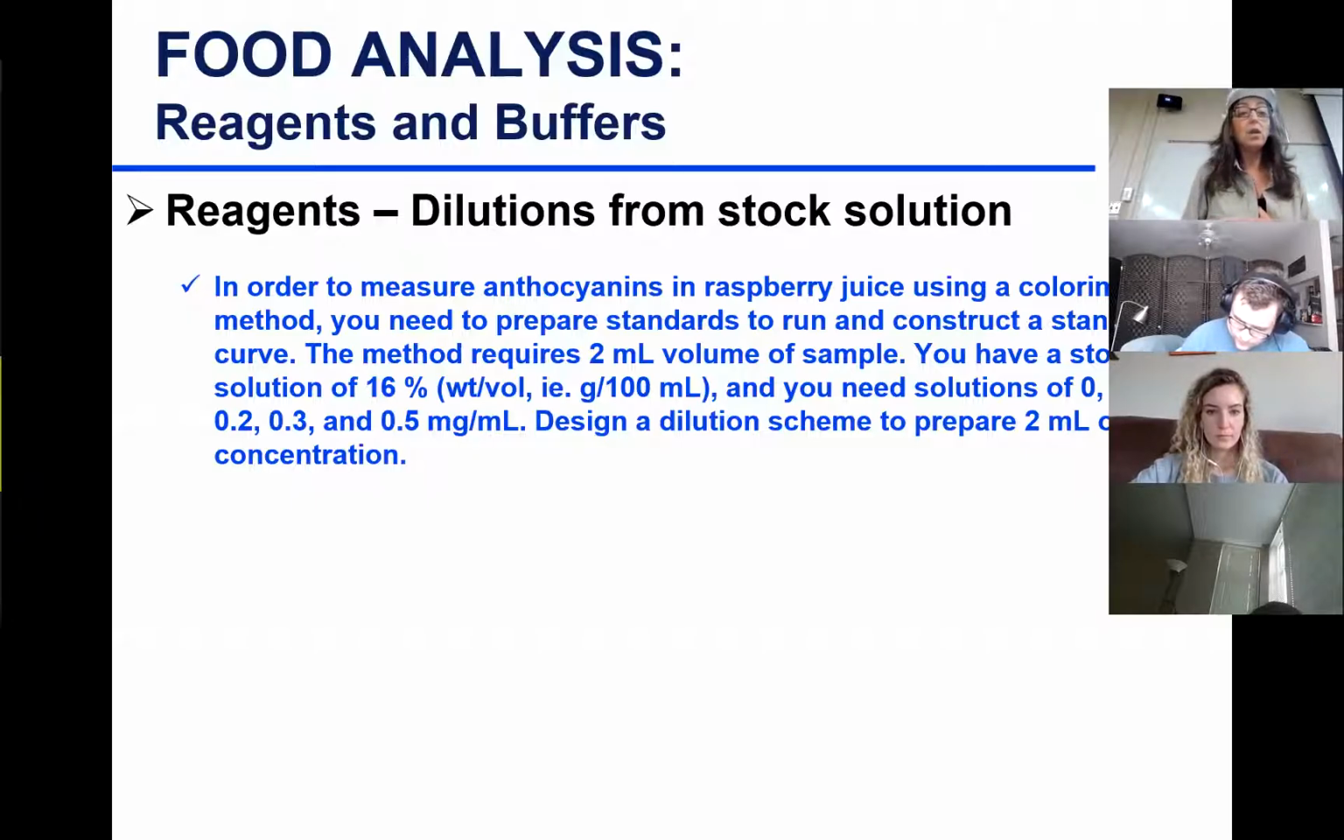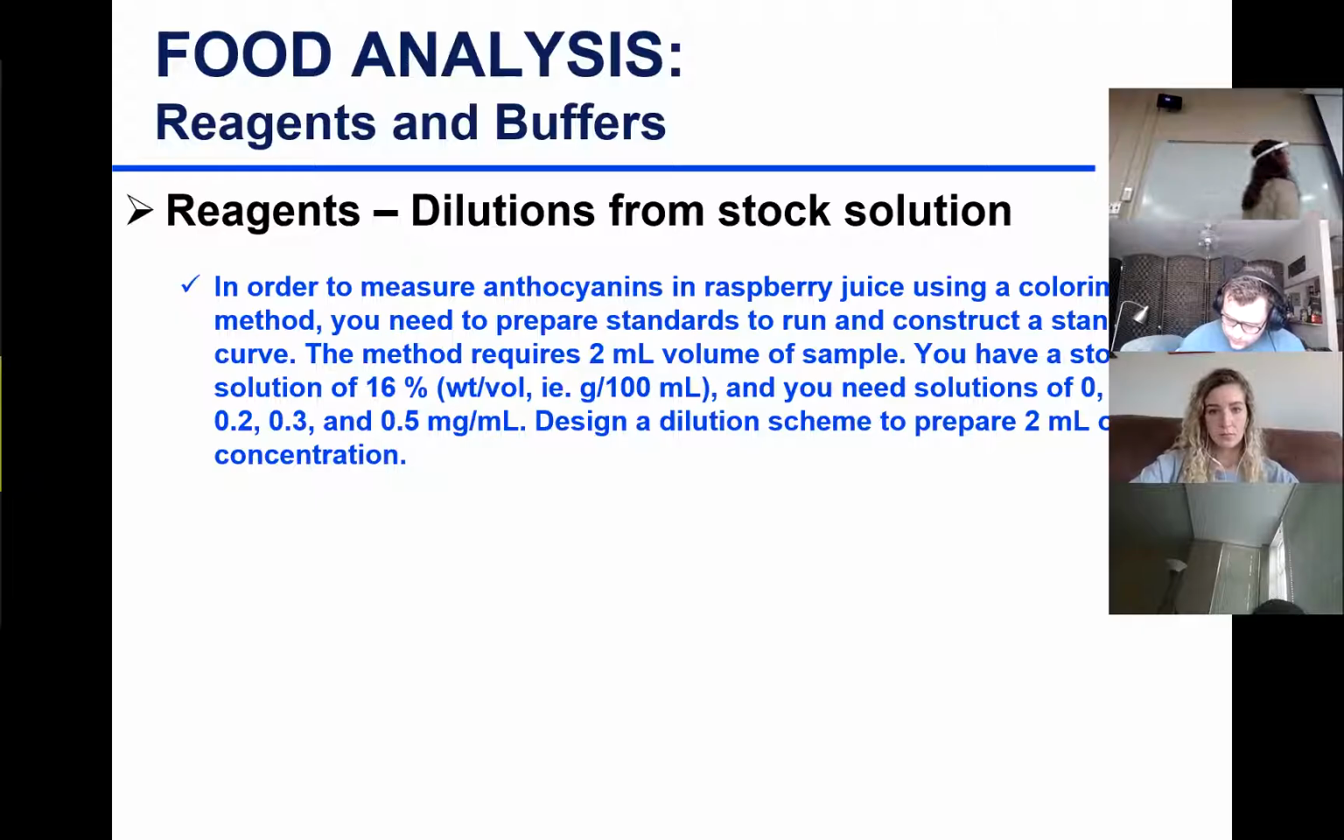So what you have here is we want to measure anthocyanins in raspberry juice, and you want to prepare 2 milliliters of 4 different concentrations and the 0. That means your blank. So you want to prepare 0, which is the blank, 0.1, 0.2, 0.3, and 0.5 milligram per ml. So that's your final unit. It's in milligram per ml, and you're given a stock solution of 16%. And you want to prepare 2 ml of each of these different standard concentrations, starting with that 16%.